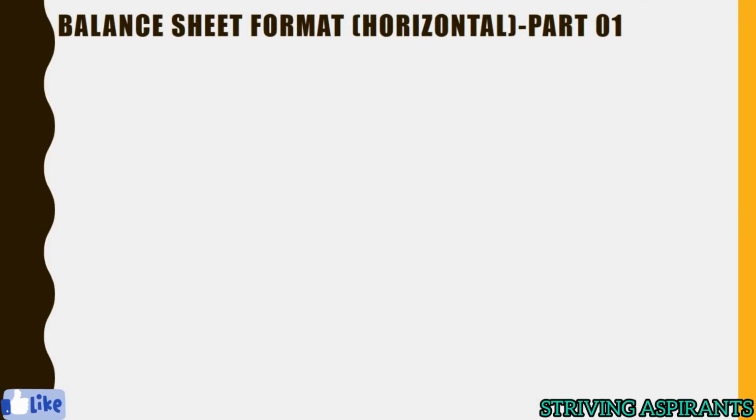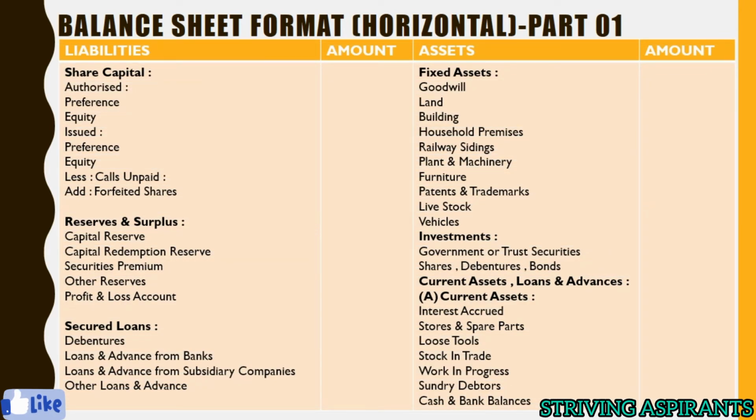Now we will check the horizontal and vertical balance sheet. First we will look into the horizontal balance sheet. Here in the left side we can see the liabilities items, then amount, and in the right side we can see the assets column and the amount column. Let us check the liability side.